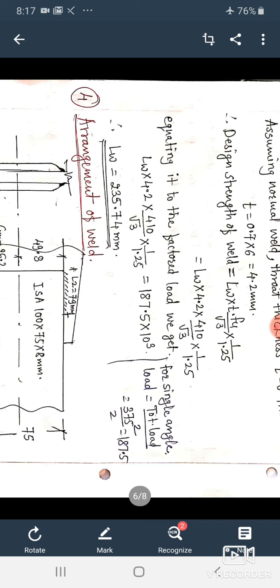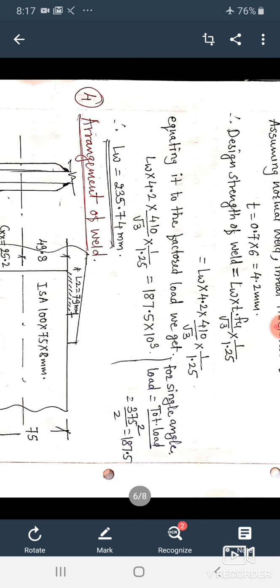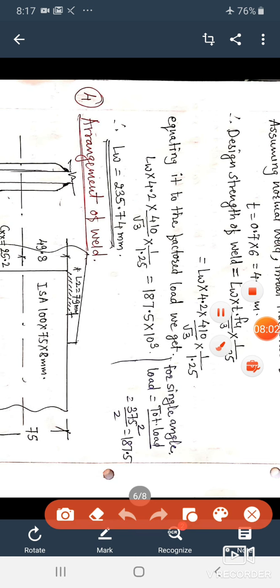Equating it to the factored load, we get LW into 4.2 into 410 divided by root 3 into 1 upon 1.25 equals 187.5 into 10 raised to 3. This is nothing but we are calculating the length of weld for the single angle.